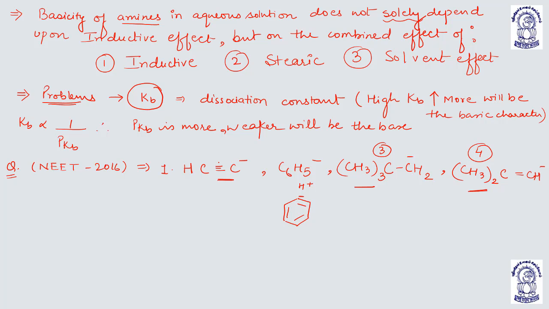Now there is another explanation as well. This is sp hybridized carbon, and this is sp2 hybridized carbon. The sp hybridized carbon is more electronegative, so it can absorb more amount of electron density. The sp2 hybridized carbon is having less electronegativity, so gaining electrons will disturb the stability of the compound. That is why this is more stable and this is less stable.